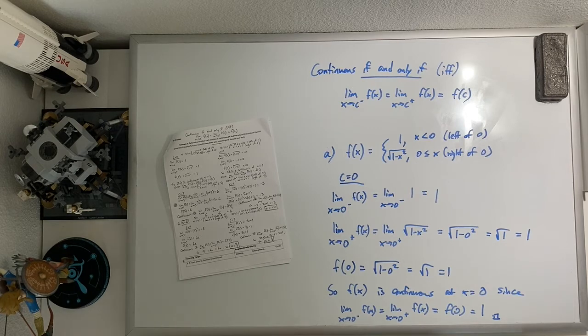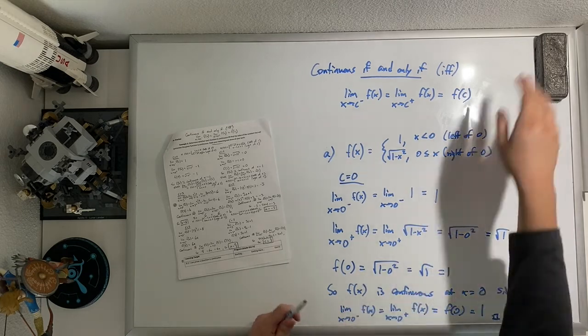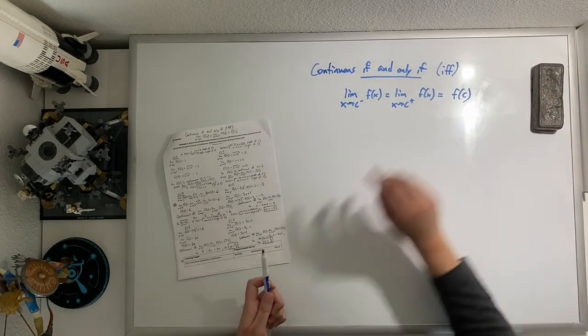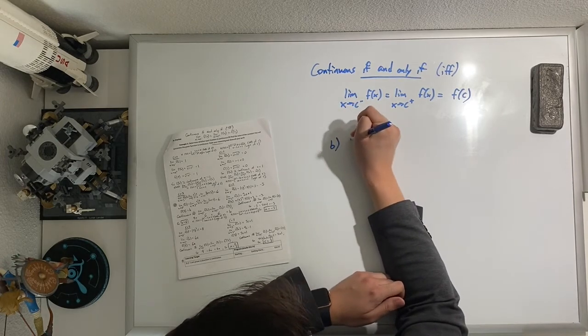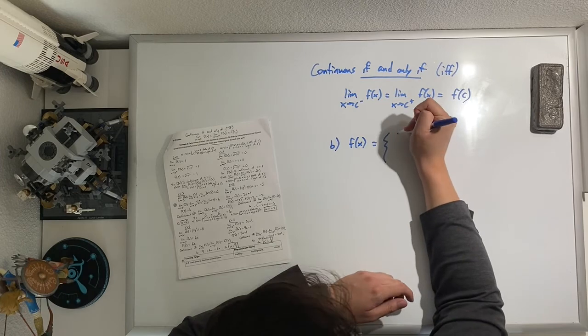All right, so every single one of these problems on this page works this way, okay? I'm going to do the second problem, but why don't you pause, try to work through it yourself, same steps, okay? And then come back and we'll go through it together. So part B, f of x equals, and we have another piecewise function.